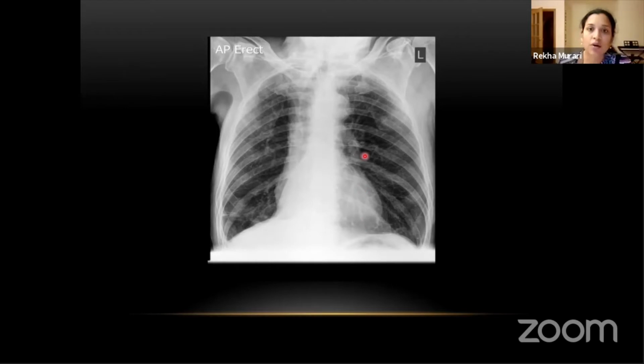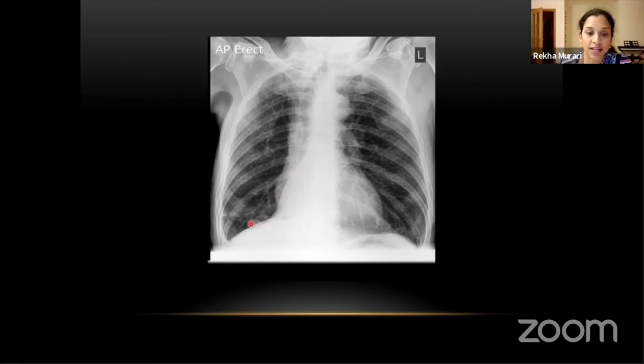Okay, so this is a case of right lower lobe collapse. This is the importance of reviewing the area behind the heart. If you can see, there are two borders for the heart. This is the normal border, and you can see there's a triangle or sail-shaped density just next to and behind the heart. So this is the collapsed right lower lobe.